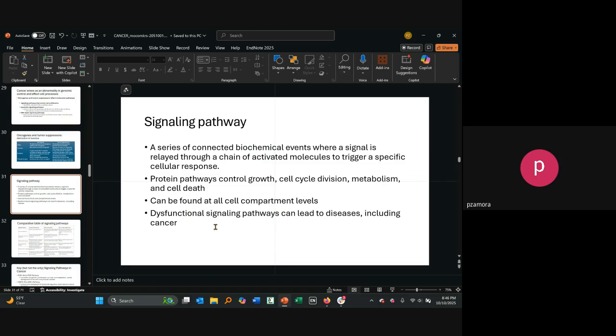Dysfunction of these signaling pathways can have an effect directly on diseases and various disease types, and that includes cancer. And another hallmark I might point out of cancers is that they almost always have dysfunctional signaling pathways, one type or another.